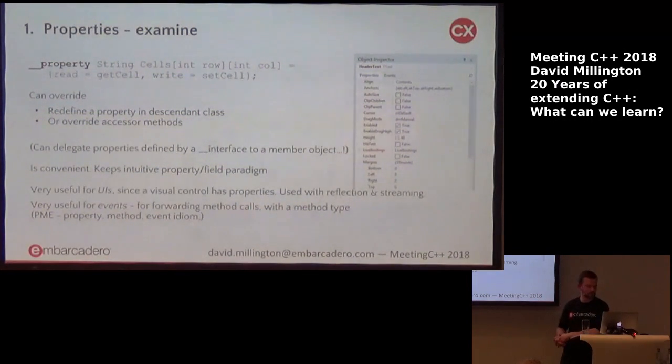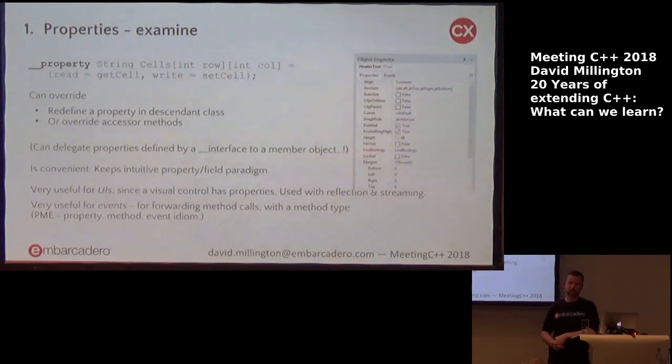This just goes into a few more details. A couple of things that are interesting are that you can redefine a property in our implementation. And of course, you can override accessor methods, and I think that's useful because you can then get virtual behavior. But as I said, this is particularly convenient.